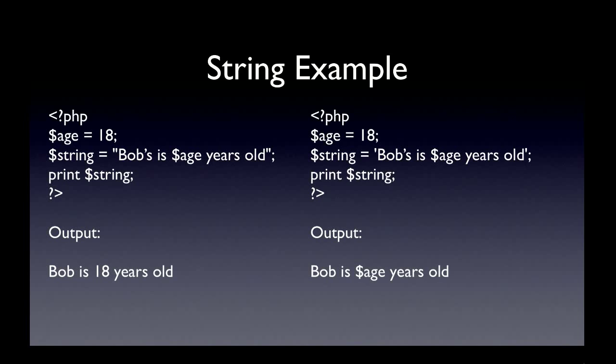Now with the double quoted string, it will interpret that age variable inside the string and print out Bob is 18 years old. But on this other version over here, it will use that age variable literally and say Bob is age years old. So single quoted strings are interpreted literally, and double quoted strings, the variables do get interpreted in them.